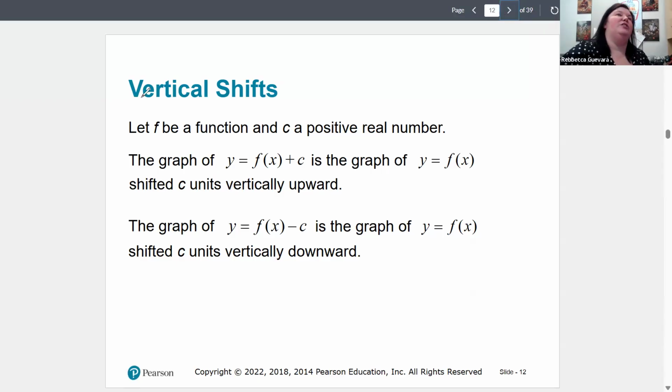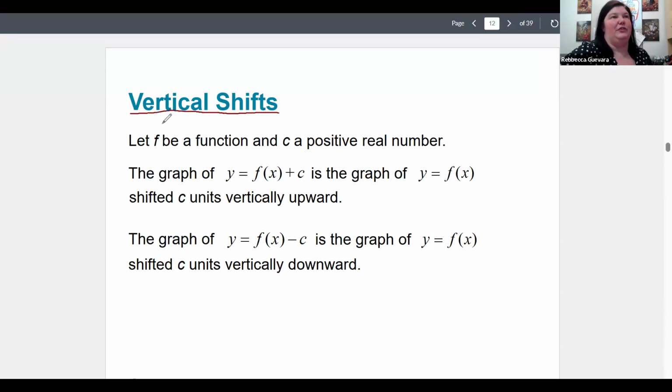So we're going to talk about what we call vertical shifts at first. We're going to let f be a function and c be any positive real number. We'll put this in Desmos in a minute so you can see this in real time. But the graph of y equals f(x) plus c is just the graph of y equals f(x), but everything is shifted up vertically by c units.